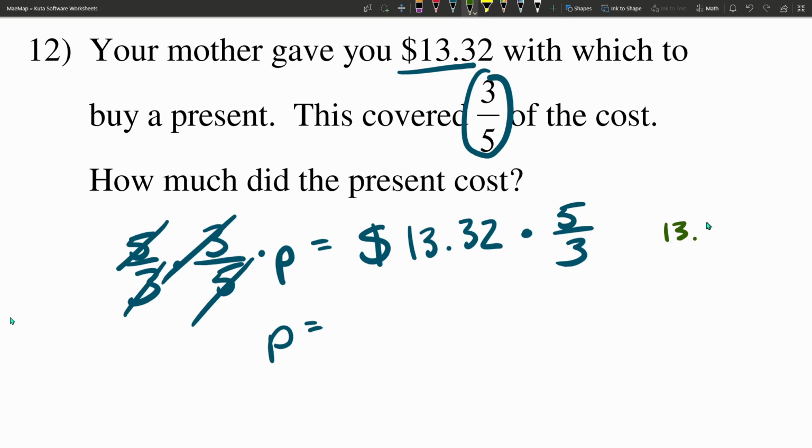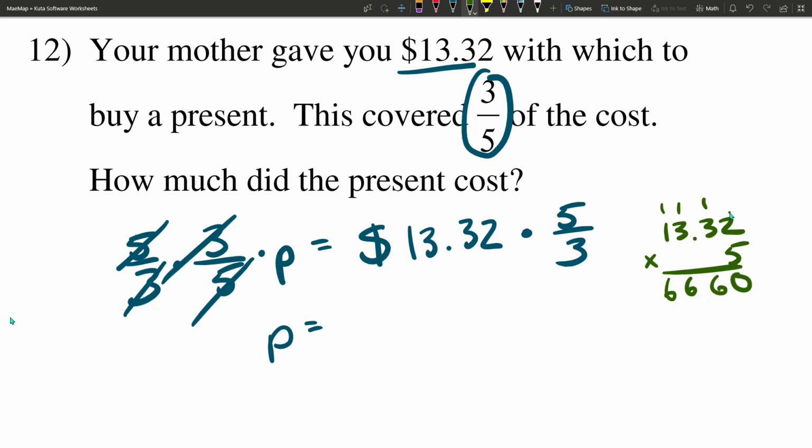So if we have $13.32 and we multiply that by 5, 2 times 5 is 10, carry the 1, 3 times 5 is 15, plus 1 is 16, carry my 1, 3 times 5 is 15, plus 1, again that's 16, carry my 1, 1 times 5 is 5, plus 1 is 6.